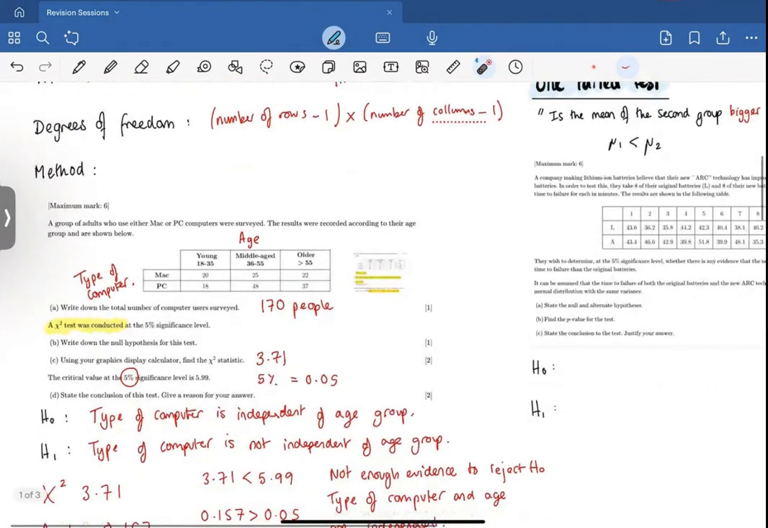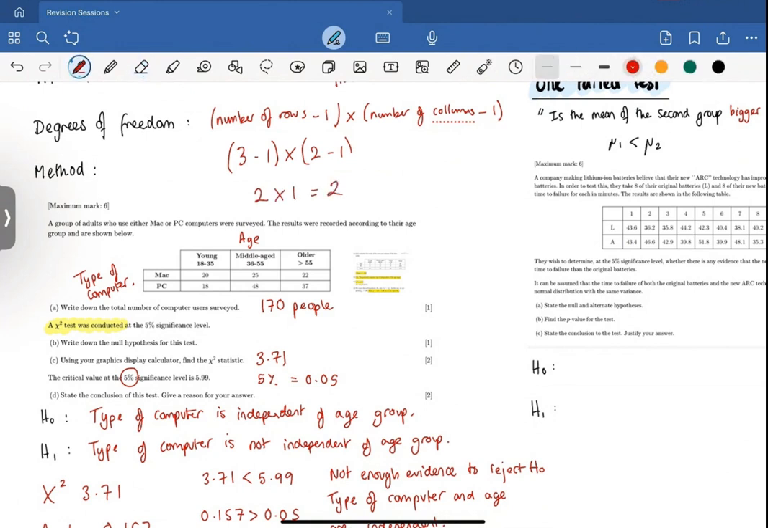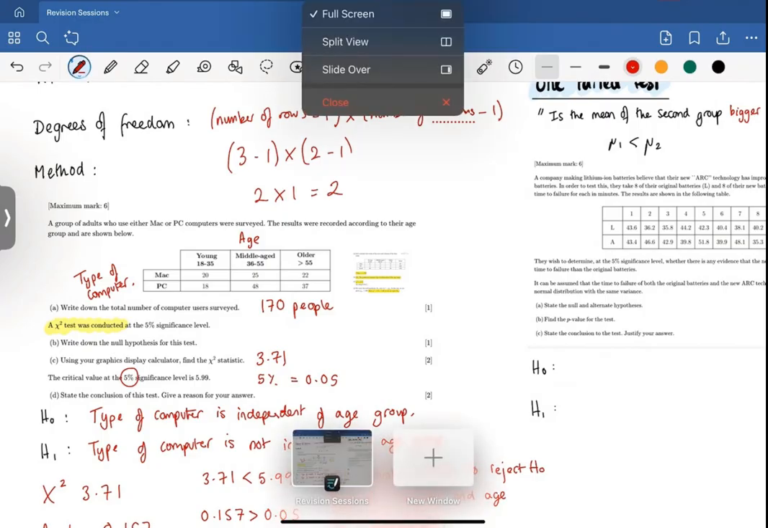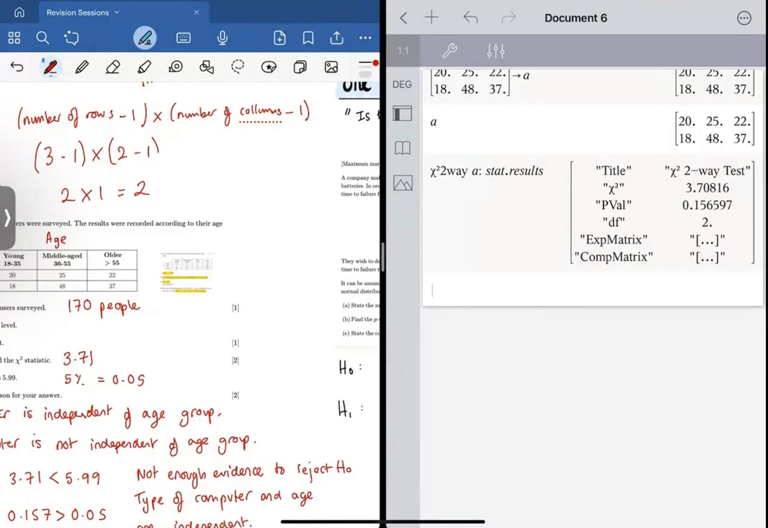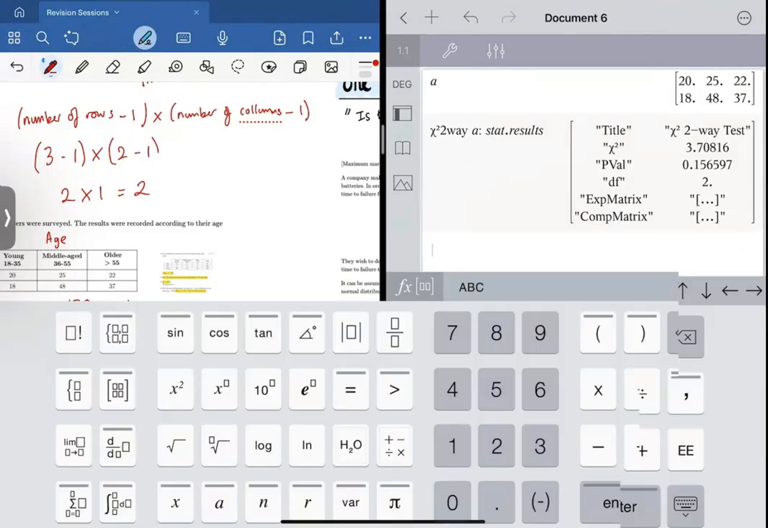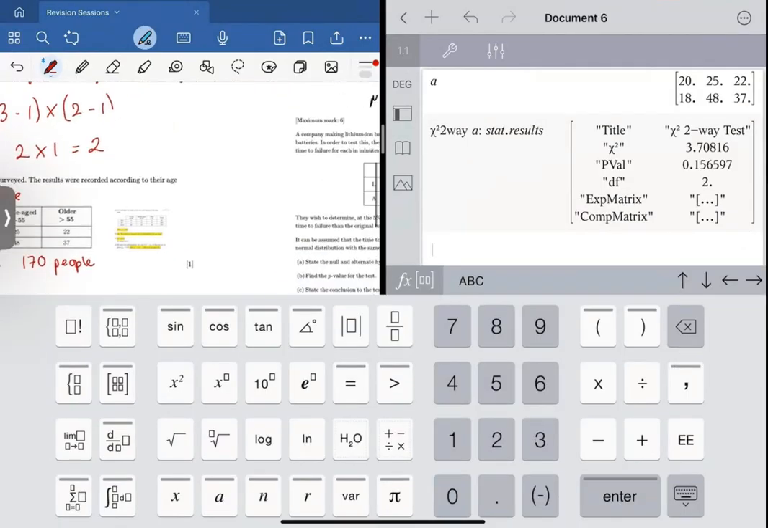Degrees of freedom, we need to know how to calculate it. So for this one, we've got 3 rows. So 3 minus 1 times 2 minus 1. So 2 times 1 is 2. And we can check, actually, does our calculator show us the same thing? It should tell us what the degrees of freedom are. It does. So df there is 2. So we know we're right.